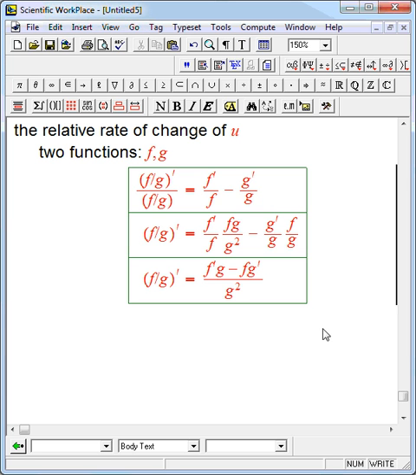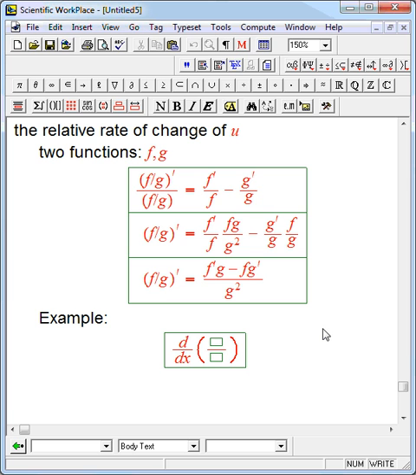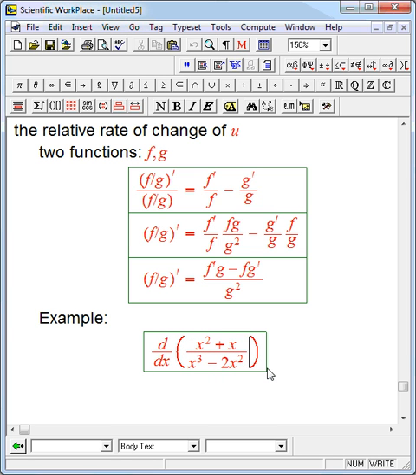Okay. So for example, I don't want to make this too long, but here's an example. The derivative, now switching to the d by dx notation so we don't have to name the functions, of x squared plus x over e to the x. Bring back our friend e to the x. Actually, no. Let me just do polynomials. Over x cubed minus 2x squared. It's going to be kind of messy, but I want to show how this works.